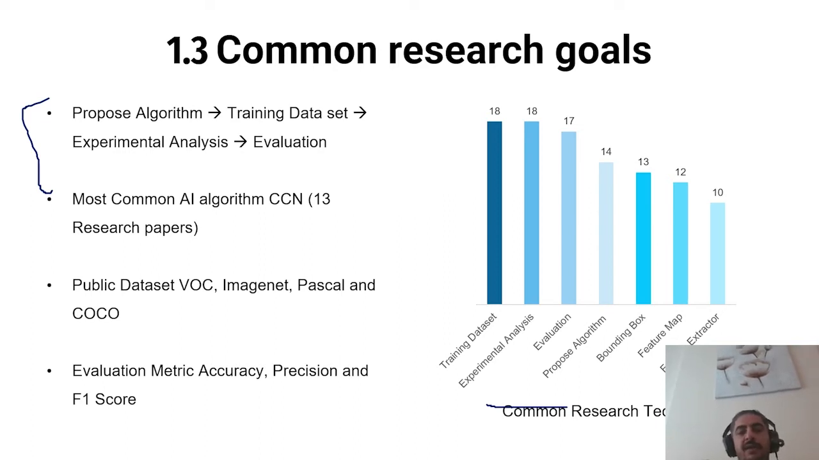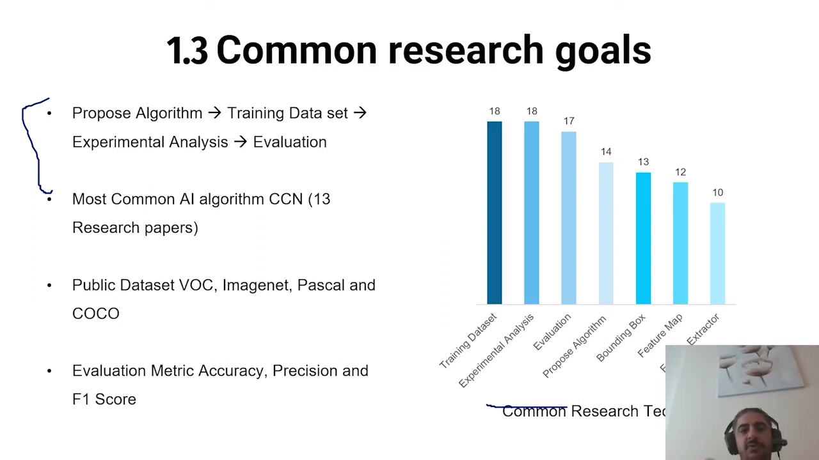The most common artificial intelligence algorithm used in 72% of our research papers is CNN, and its various types, such as regional CNN, fast regional CNN, and faster regional CNN. Most of the papers also used public datasets like Visual Object Classes, ImageNet, Pascal, and Common Objects in Context. Furthermore, commonly used evaluation metrics were accuracy, precision, and F1 score.